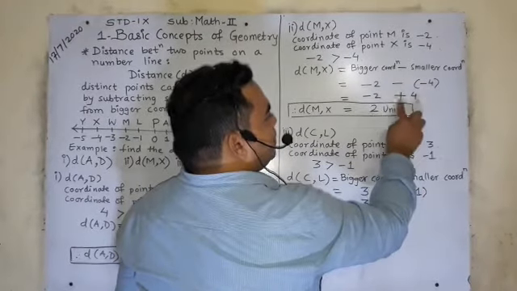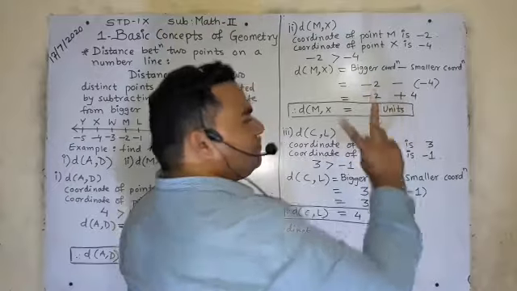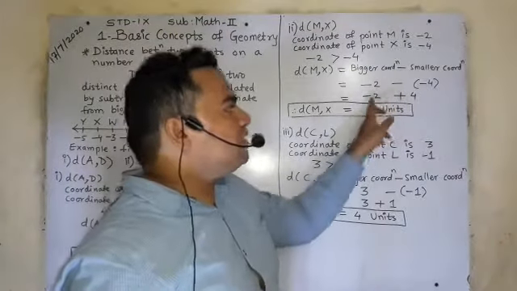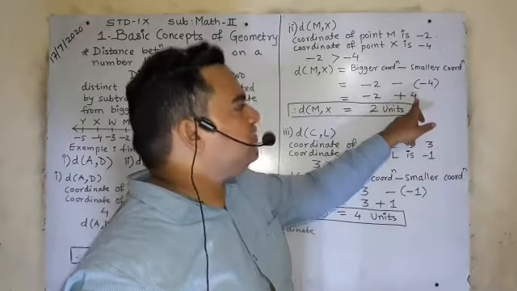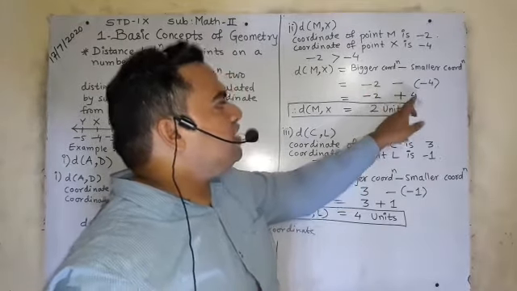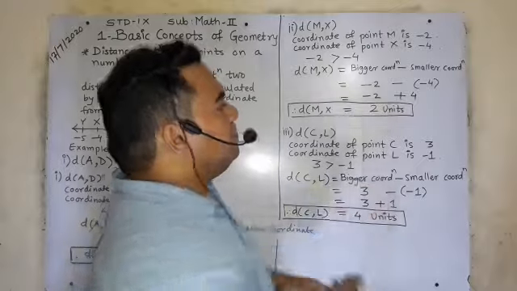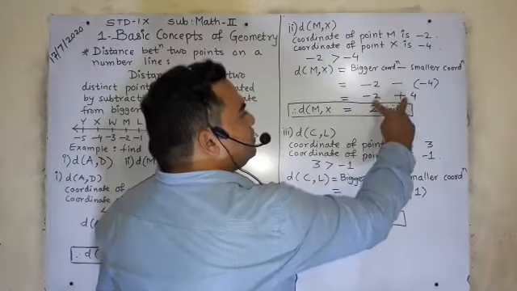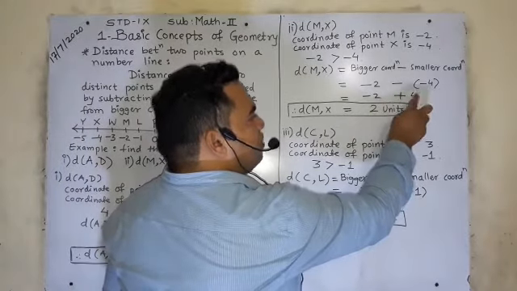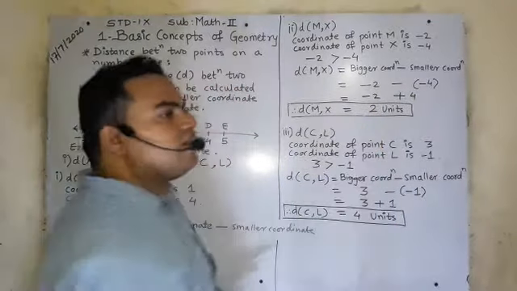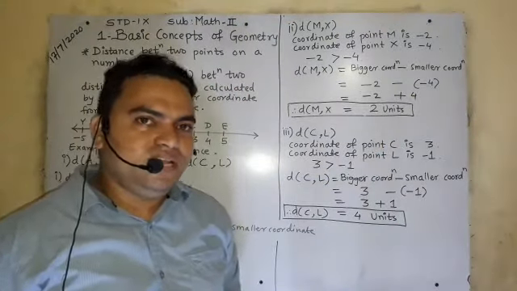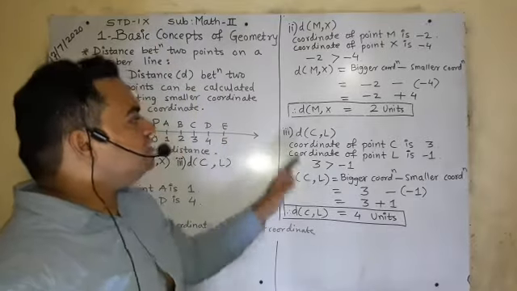So -2 plus 4. Now there are two different signs. What you will do? Plus minus minus. So 2 में से 4 जाता है क्या? No. So we can subtract 4 minus 2, and 4 minus 2 means 2. But which sign will come here? Which number is greater, -2 or 4? 4. The 4 has positive sign. That's why this answer will come in positive only. I hope you understood.